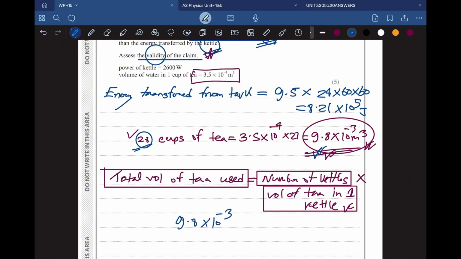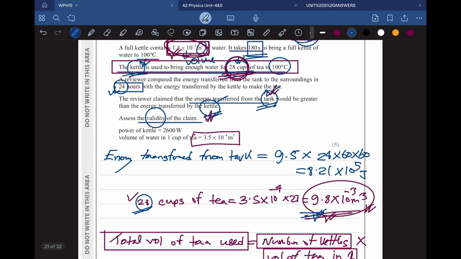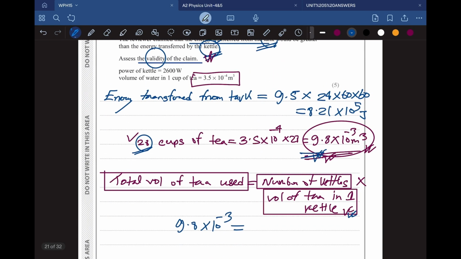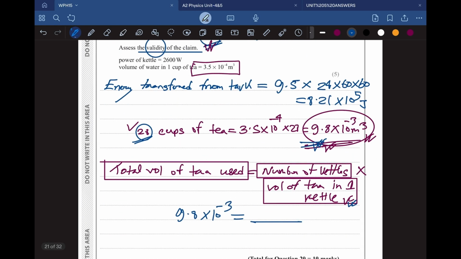They didn't say the volume. We had to figure out the volume because they said only the 28 cups. And we know the volume of tea in one kettle is 1.4 into 10 to the power minus 3. A full kettle contains this amount of water. This one was 1.4 into 10 to the power minus 3.